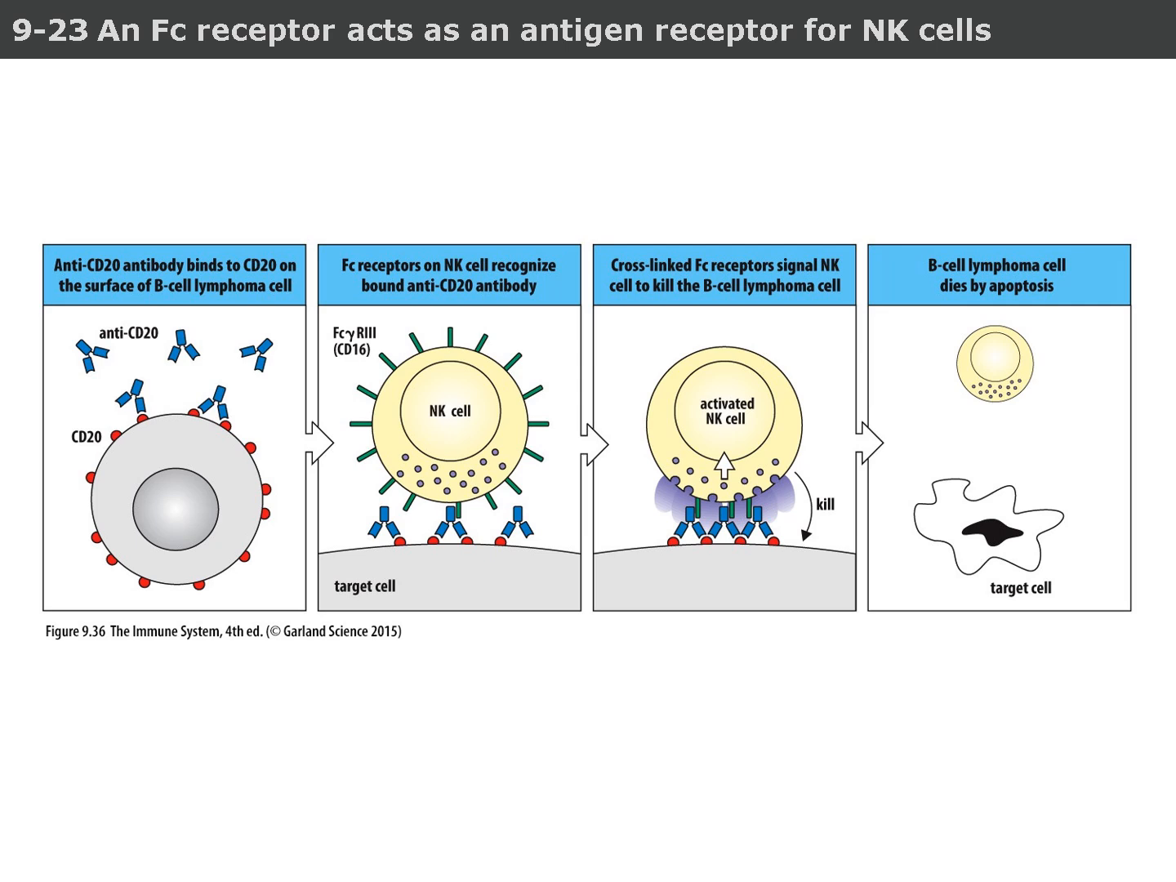In the first panel, an anti-CD20 antibody binds to the CD20 protein on the surface of a B-cell lymphoma cell. Next, Fc gamma receptor 3, or CD16, on the surface of an NK cell, recognizes and binds the Fc region of the antibody. When enough Fc receptors are cross-linked, the NK cell becomes activated. The NK cell then releases cytotoxic granules, triggering apoptosis in the B-cell lymphoma. This mechanism is critical in the immune response and is also leveraged in antibody-based cancer therapies like rituximab.